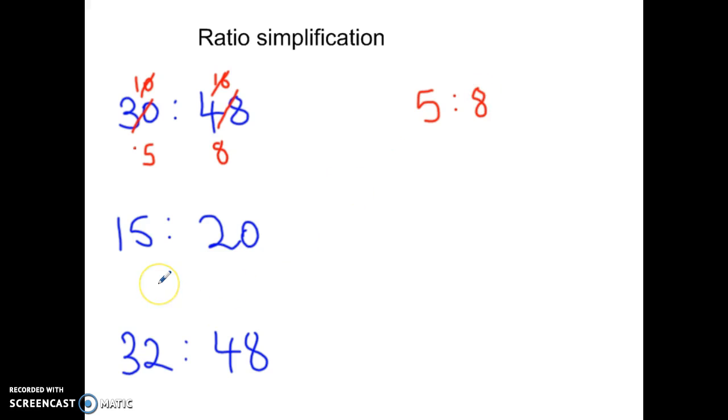Okay, looking at the second one, what goes into 15 and into 20? Well, I can see they're both in the 5 times table. If I divide this by 5 and this by 5, that gives me an answer of 3 to 4.